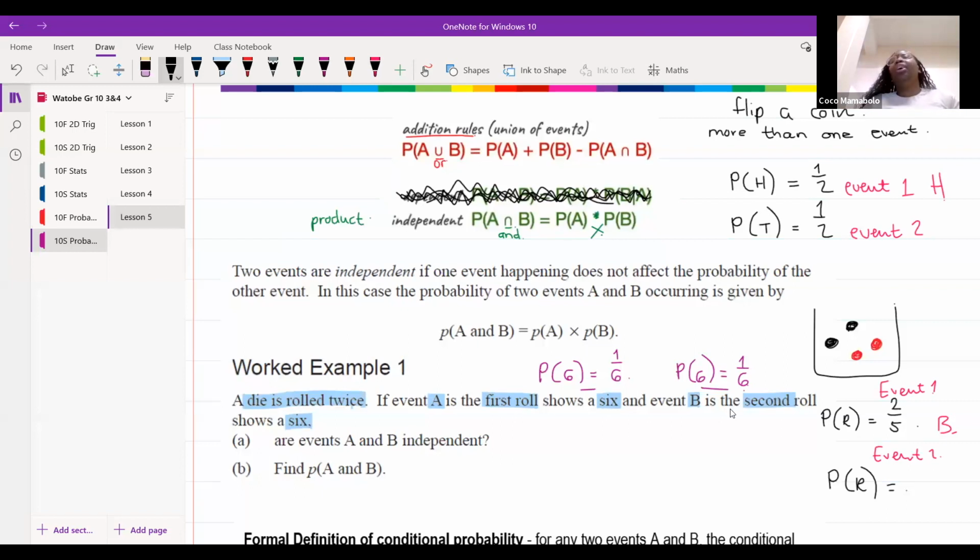Correct. Good. It's now 2/4. Remember, guys, it's not 5 anymore. We've taken one of them out, so there are only 4 marbles left because we took one of the black ones out. So my question is, is event 2 dependent on event 1? Yes, correct. Because the probability of event 2 is affected by what happened in the first event.